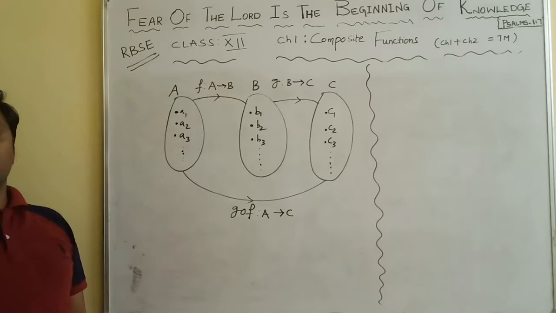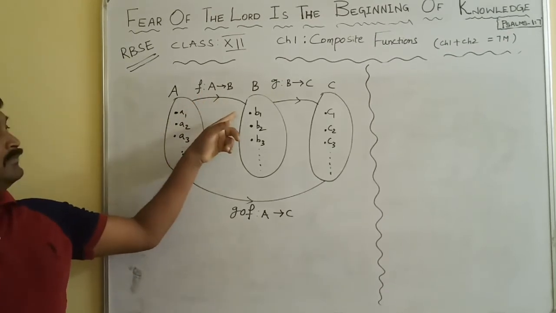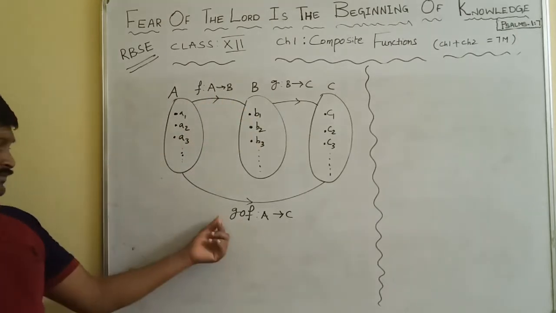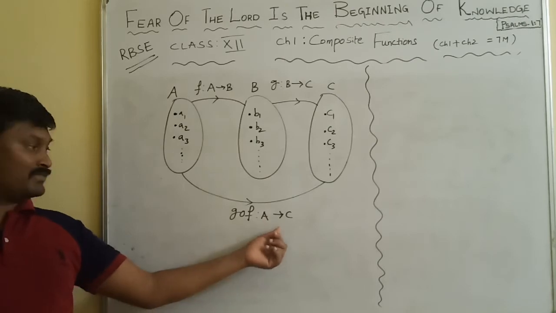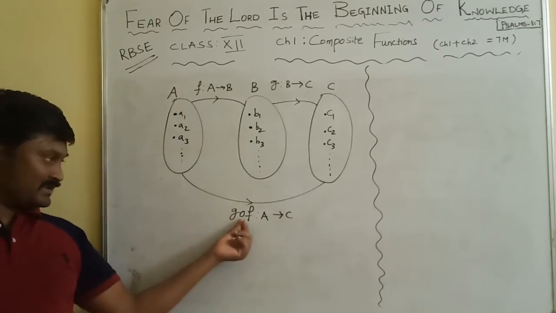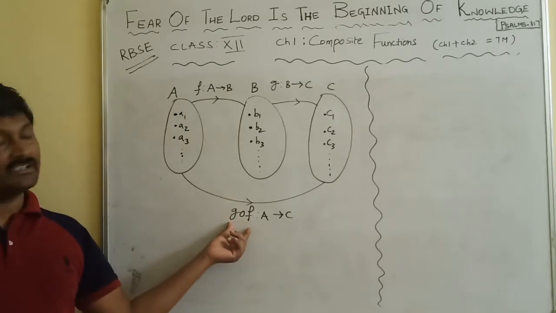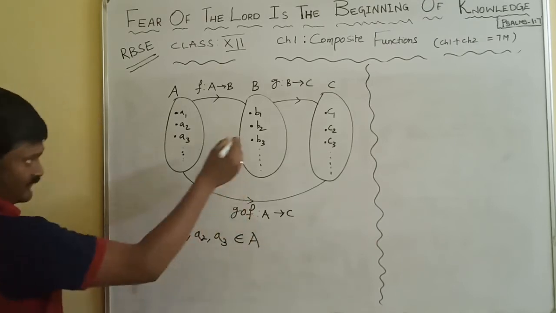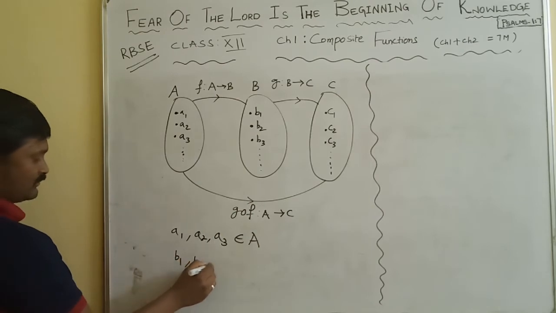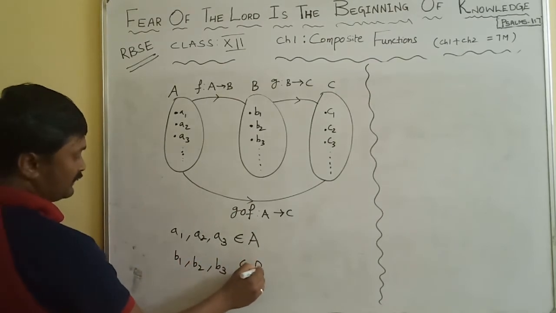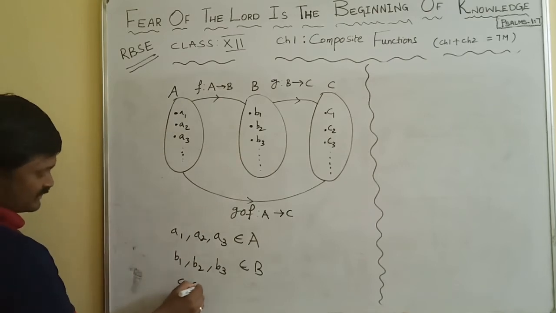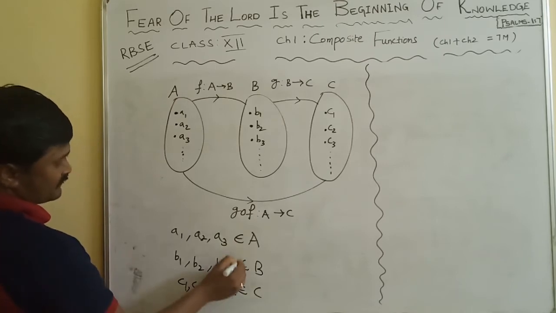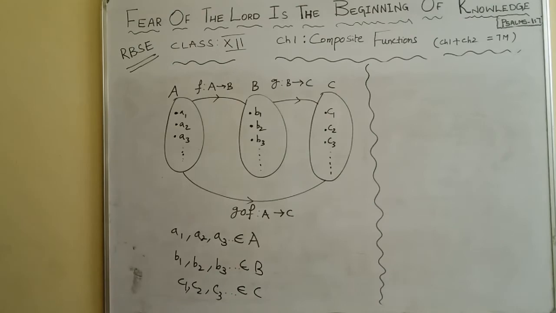A, B, C are sets, and here f maps A to B, g maps B to C. Here f and g are functions. Now g circle f maps A to C. So here the circle represents the composition of two functions. Let me discuss. A1 belongs to capital A. You observe that B1, B2, B3 belong to capital B, and C1, C2, C3 belong to capital C here, and so on. So there are many elements. How will we represent this?